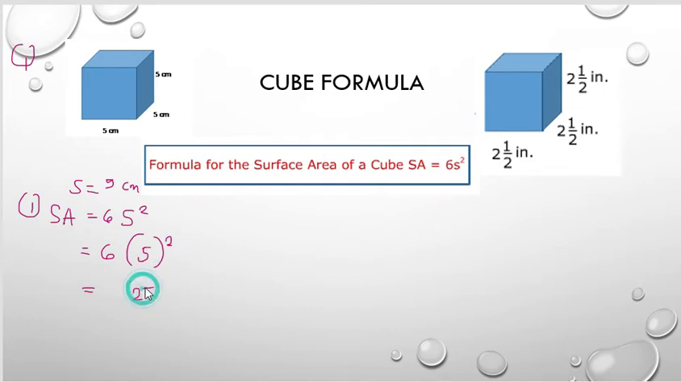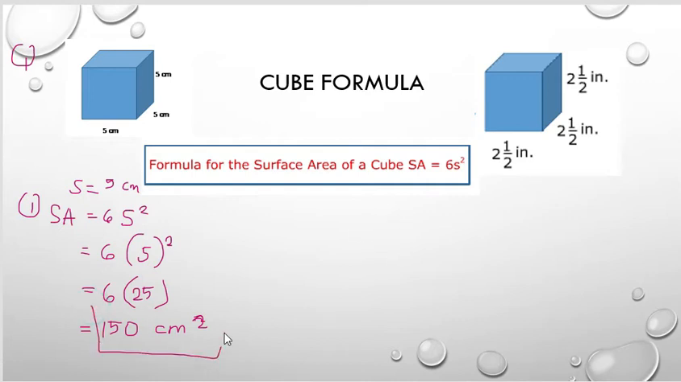So 5 squared is actually 25, right? And then multiply it by 6, okay? So 25 times 6 is actually equal to 150, right? So 4 25s is 100. Therefore, if there's 6 of them, the other two would be 50, so 150. And don't forget the unit, it should be cm squared, right? So that's the first method that you need to take note of and remember.